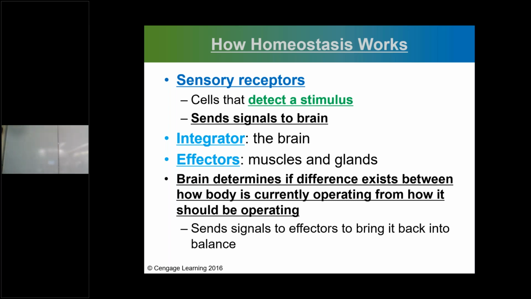The body needs to receive input, and that input will come to your brain. Your brain then will process that information and determine what it needs to do as a result, and go to these effectors. So it takes in information, processes it, and then these effectors, the muscles and the glands, will respond to whatever the brain tells them to do. The brain determines if differences exist between how the body is currently operating and how it should be operating, because the body knows.